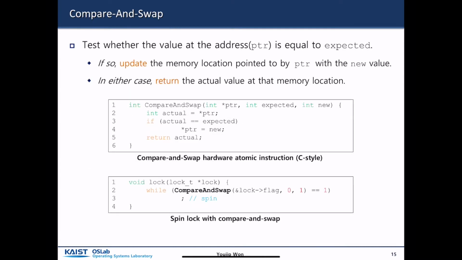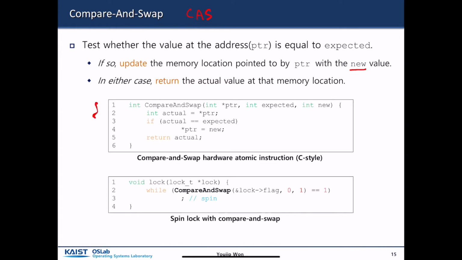The next instruction is compare and swap. Often we use the term CAS as an abbreviation. It tests whether the value at the address is equal to expected or not. If they're the same, then it updates the memory location pointed to by ptr with the new value, and it returns the old value at the memory location.